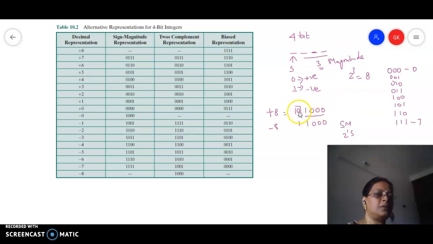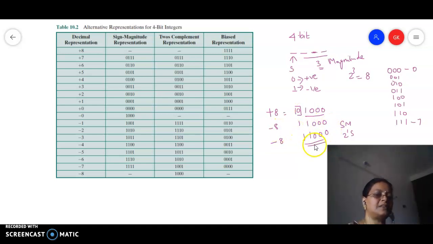So the original number is 0 1 0 0 0. You have to take the 2's complement of this number. So for minus 8 in 2's complement representation, how will it look? This 0 will be copied as such, this 0 will be copied as such, this 0 will also be copied as such, and this 1 also will be copied as such. I told the shortcut: you keep copying all the bits till you encounter the first 1. Then the remaining bits you have to flip. Of course, the remaining bit is 0, so you flip it and change it to 1. So this is the 2's complement representation of minus 8, and this is the sign magnitude representation of minus 8.